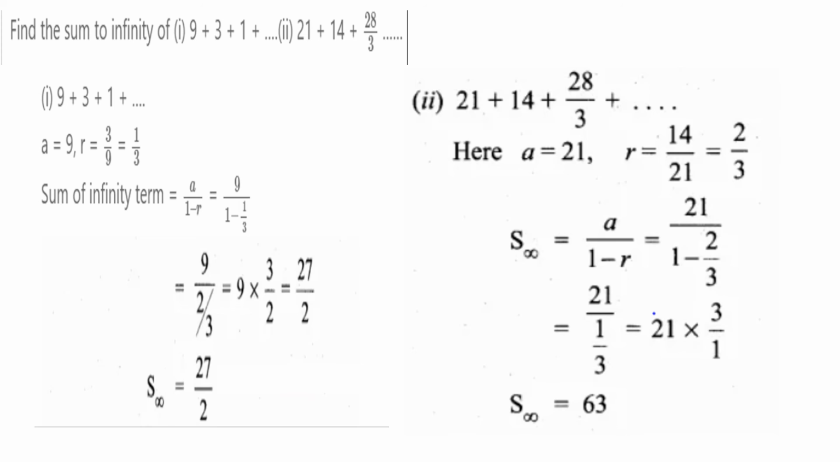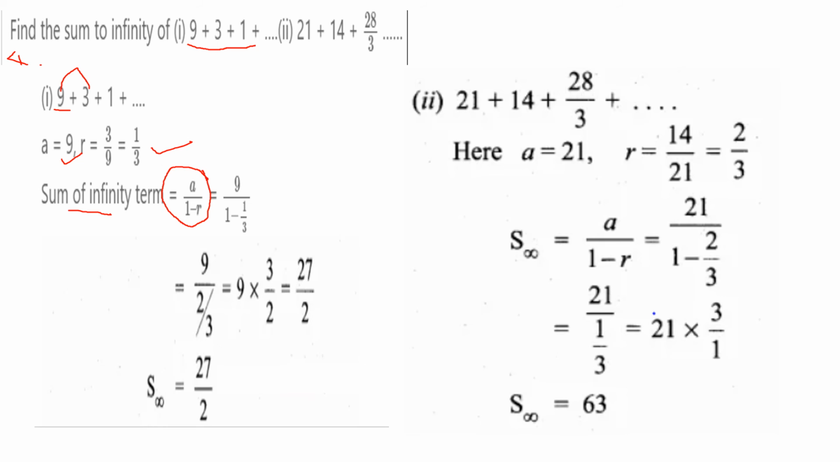Next, fourth sum. Find the sum to infinity of 9 plus 3 plus 1, etc. We have to find the sum to infinity. Infinity means we have to use this formula A by 1 minus R. So first we will find A. What is A? First term 9. R in a GP is T2 by T1. Therefore 3 by 9, 1 by 3.